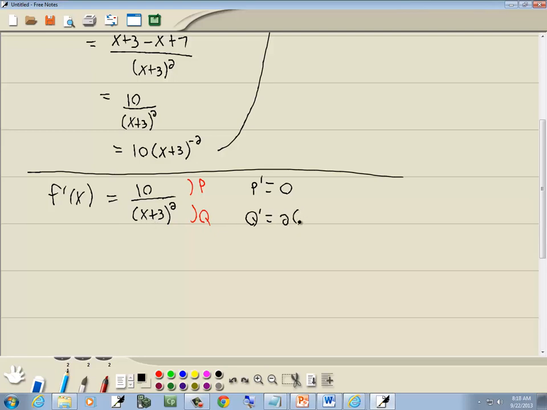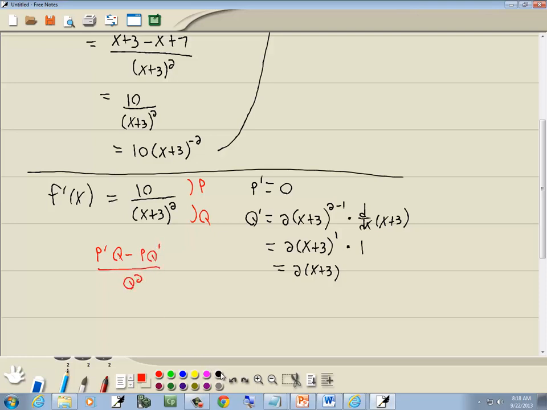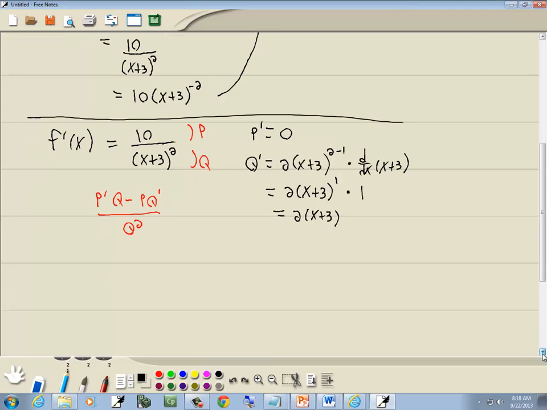We've got parentheses to a power. Take your power, put it out in front. What's inside the parentheses remains as is. Lower your power by 1 times the derivative of what's inside the parentheses. So that gives us 2 times x plus 3, 2 minus 1 is 1, times the derivative of x plus 3, which is 1. So that just gives us 2 times x plus 3. Okay, quotient rule. We've got p prime q minus p q prime over q squared.